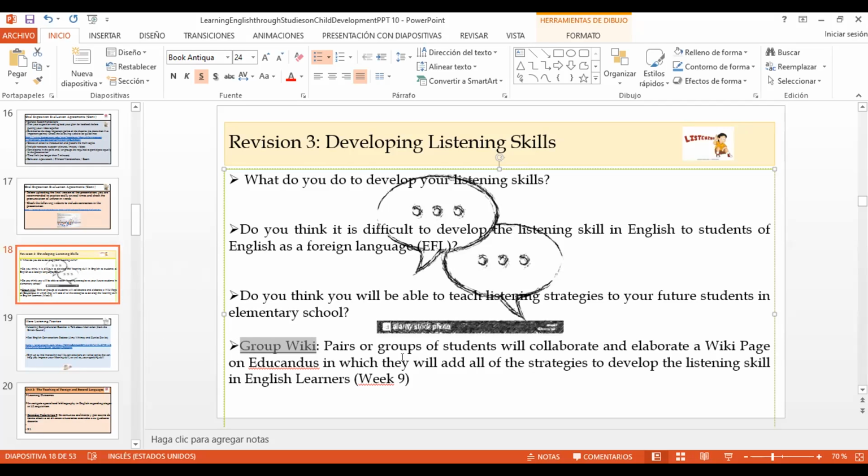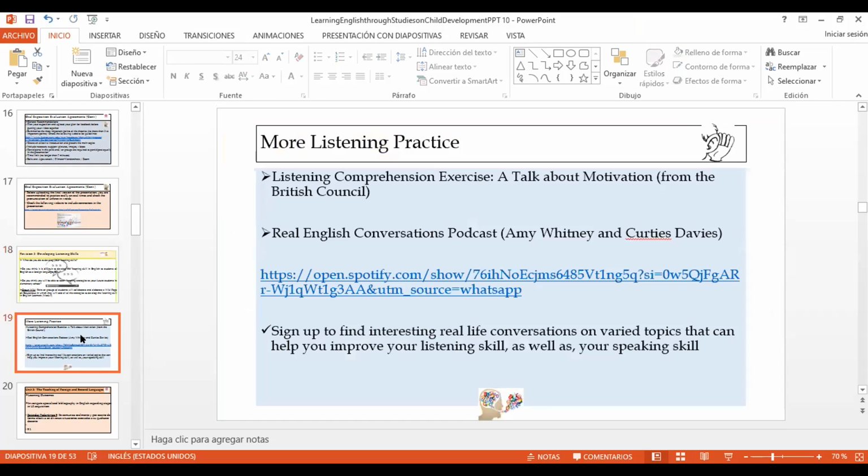So that is great. And all of those strategies can be already connected to strategies you know. And you need to somehow guide your future students in elementary school, even when they're very young, to pay attention to these clues in order to be able to understand the new language, the foreign language.